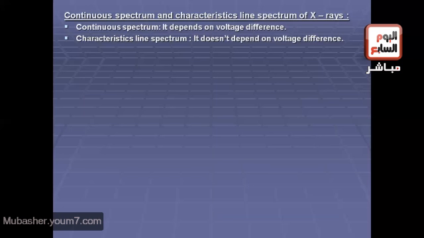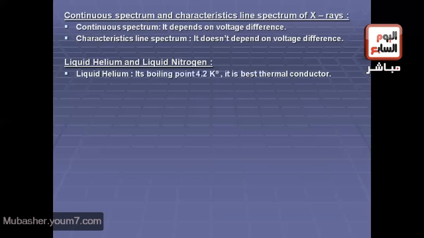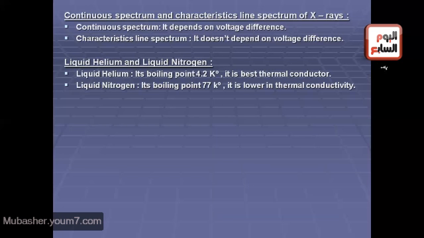Another comparison, liquid helium and liquid nitrogen. Liquid helium, its boiling point is 4.2 degrees Kelvin and it is the best thermal conductor, while liquid nitrogen, its boiling point is 77 degrees Kelvin and it is lower in thermal conductivity. As you know, we store liquid helium in 2 dewar flasks because it has a low boiling point, but we store liquid nitrogen in 1 dewar flask because it has a relatively high boiling point.